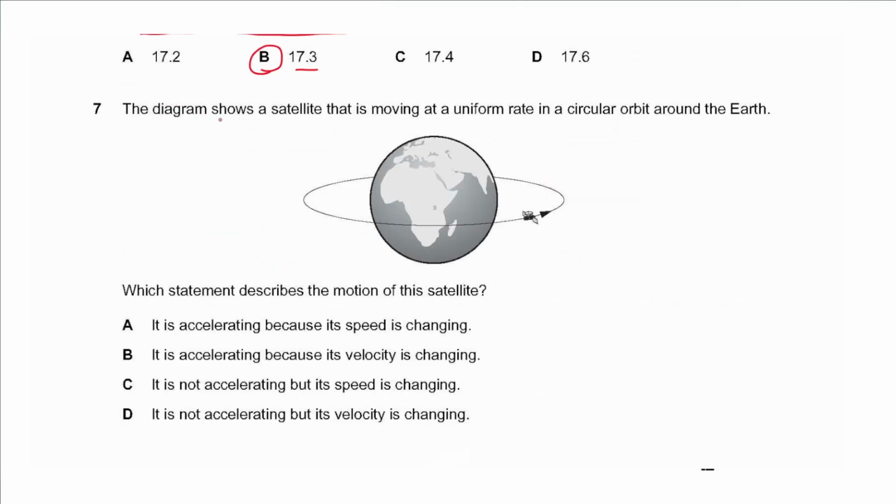Question 7 says the diagram shows a satellite that is moving at a uniform rate in a circular orbit around the Earth. Which statement describes the motion of this satellite? It is accelerating, yes, because its speed is changing. No, it's at constant rate. Because the velocity is changing, yes, because the direction is changing. It is not accelerating is not correct, so the answer here is B.